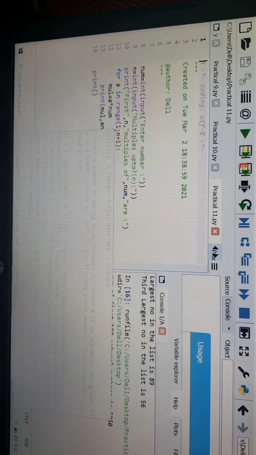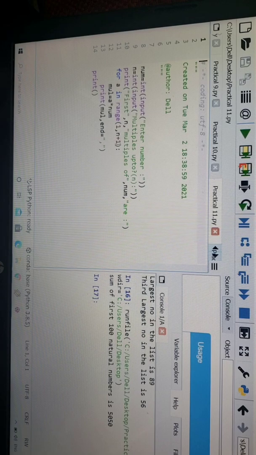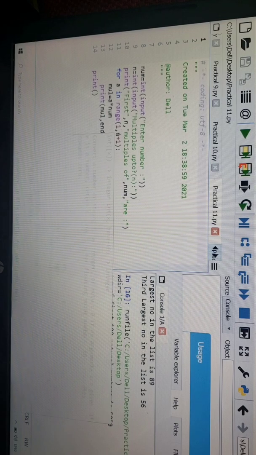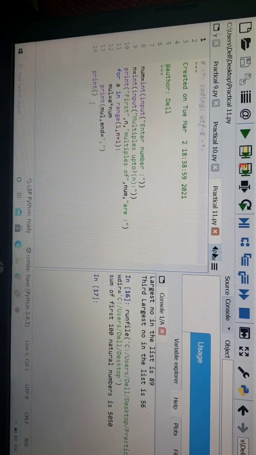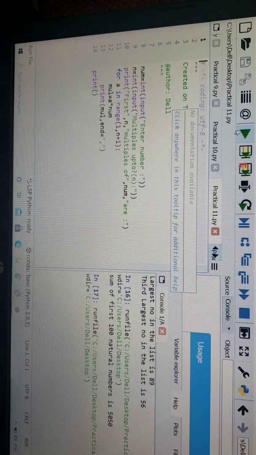Simply you are starting your range from 1 to n plus 1. If n is 4, then it will be 4 plus 1, because the loop will always run up to one less than whatever value is given. If I use only n here and I want multiples till 5, it will run only till 4. But I need till 5, so I have to use this n plus 1, and then multiplying, mul equals a into num, and then printing mul and getting the output.